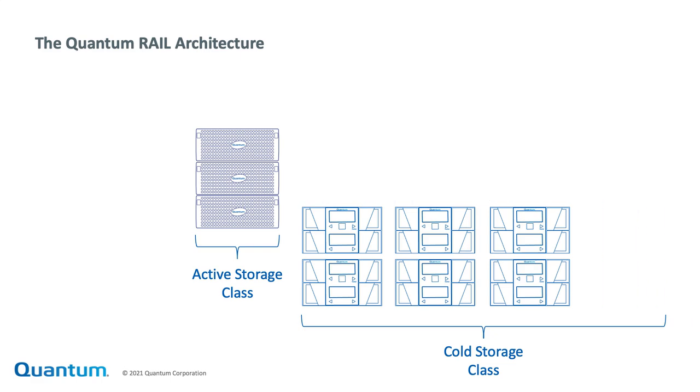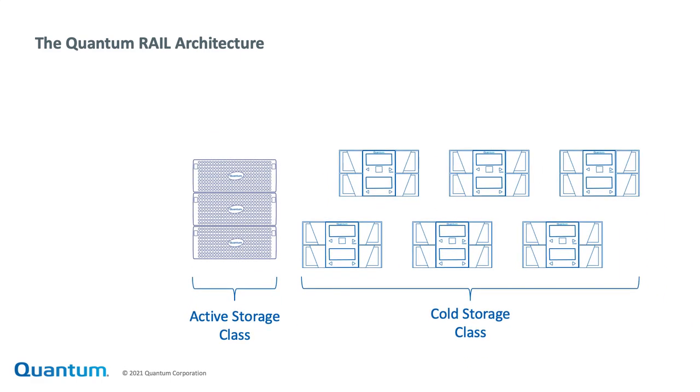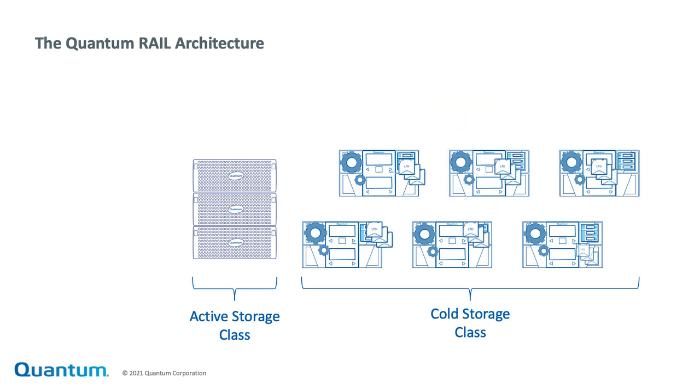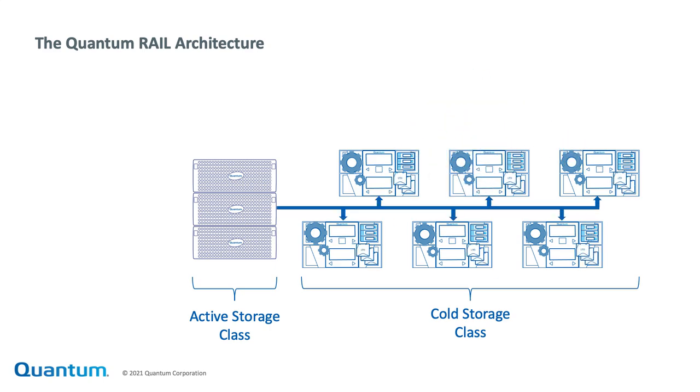So let's take a closer look. Here we have a Rail with 6 libraries participating in the array, and these libraries are independent. They each have their own robotics, their own tape drives, and of course, their own tapes. The first advantage here is parallelism. The ability to leverage all these resources in parallel gives ActiveScale Cold Storage an incredible performance advantage.